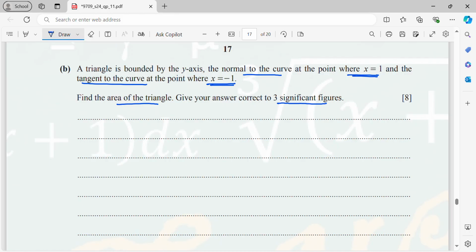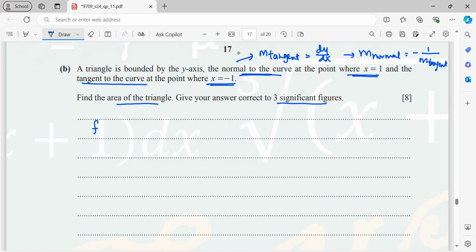Okay, so now when we see tangent or normal, the normal is a straight line. We need to find the gradient of the tangent. The gradient of the tangent is basically dy/dx. So after you have found this, then you write m normal equals negative 1 over m tangent because they are perpendicular to each other. So now I need to find the dy/dx, which is the gradient of the tangent.